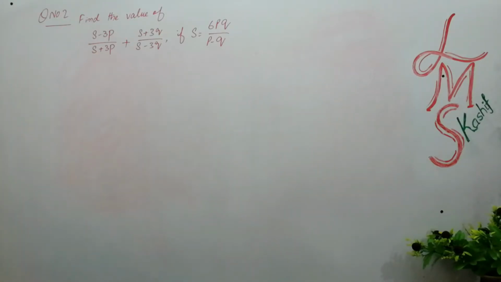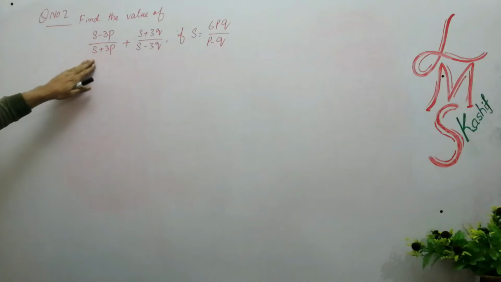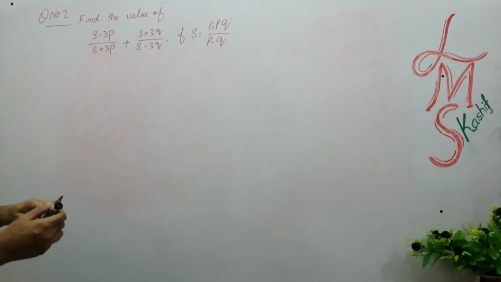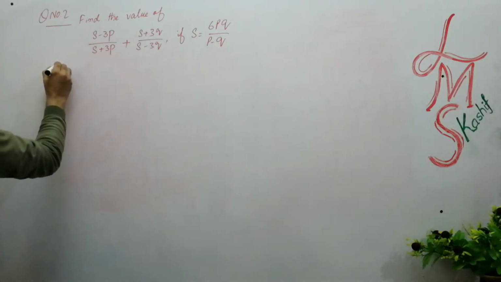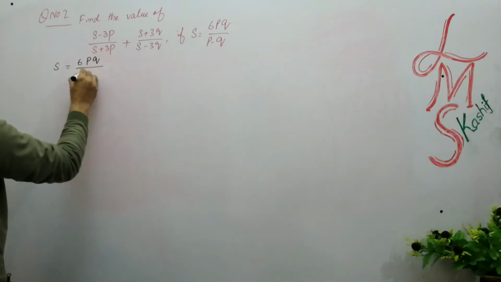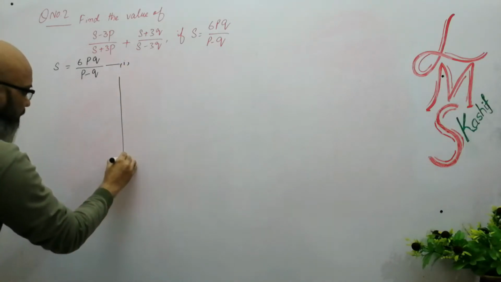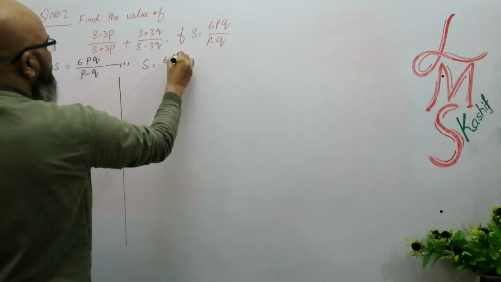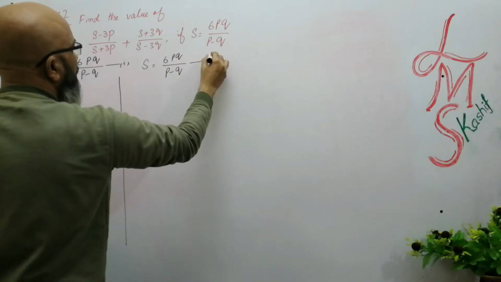So I write the fifth part of question number 2. Again the same question, the same pattern. You have to find the value of this thing if S is equal to 6pq over p - q by using the componendo dividendo theorem. So S is equal to 6pq over p - q. This is your equation 1.